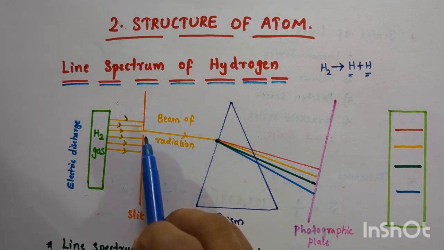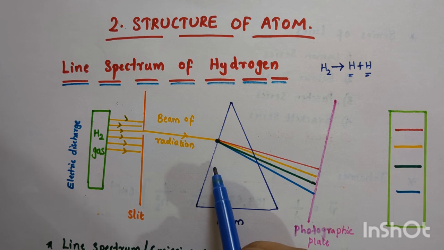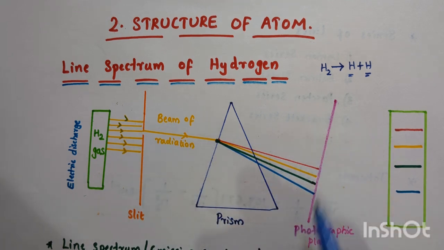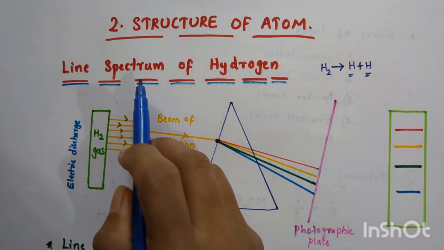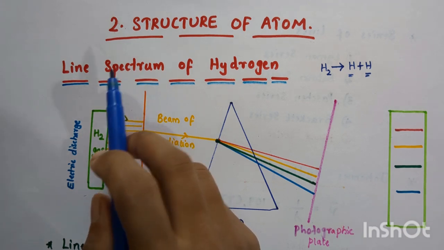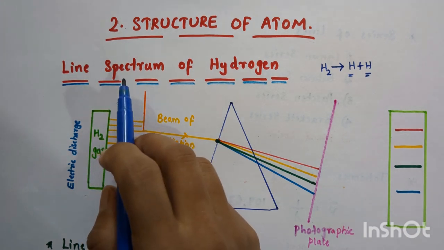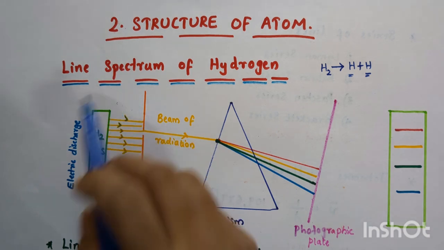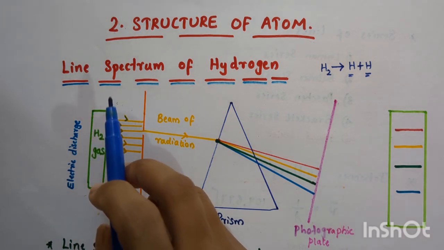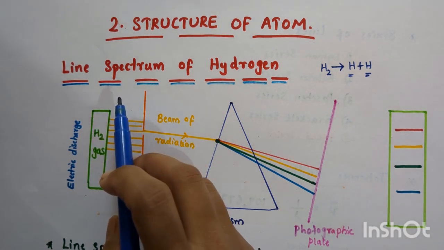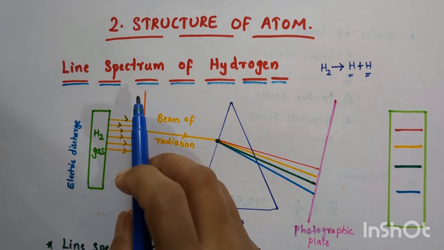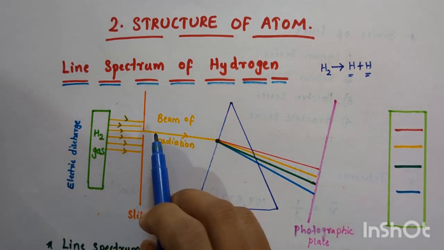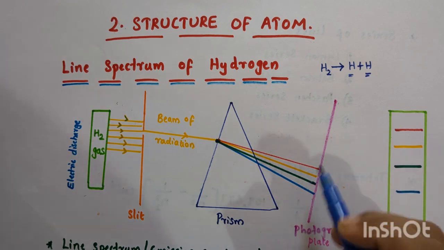When this emitted radiation is passed through a prism, it produces a spectrum on the photographic plate. And that spectrum contains a discrete set of lines called the line spectrum of hydrogen, which is actually an emission spectrum. It is also called the atomic spectrum of hydrogen. It is known as a line spectrum because the radiations emitted by the hydrogen gas consist of a series of sharp lines.